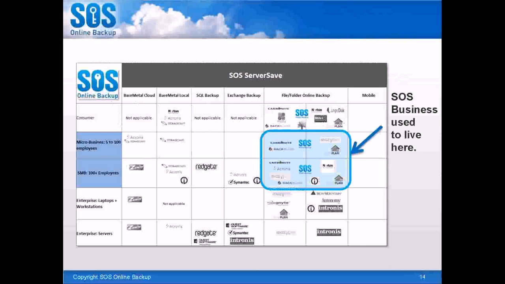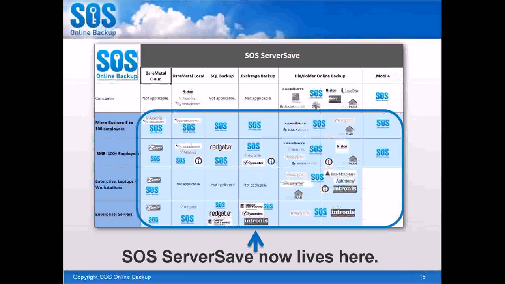This is the file and folder online backup market. Lots of names in here. And this is where we were. With the addition of ServerSafe, this is where we are now. So we've really more than doubled our addressable market, and we've now identified ourselves as really the only vendor that gives you an end-to-end solution.